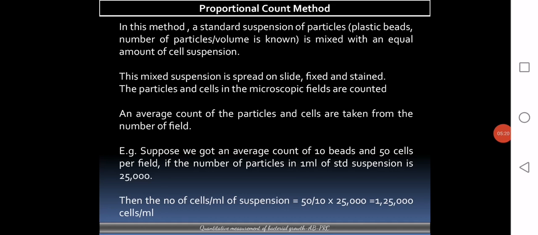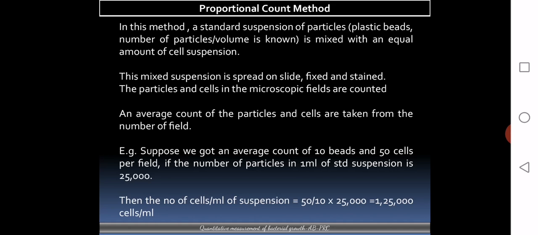The proportional count method is a technique depending on microscopy. Here what we do is take a standard suspension of certain particles like plastic beads, whose number is known, and mix it with a particular volume of cell suspension, usually an equal volume, and from this mixed suspension a slide is prepared.